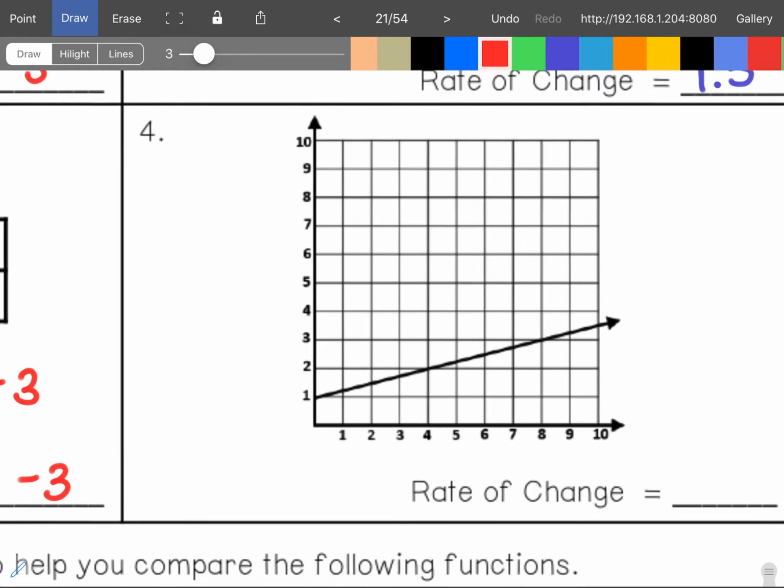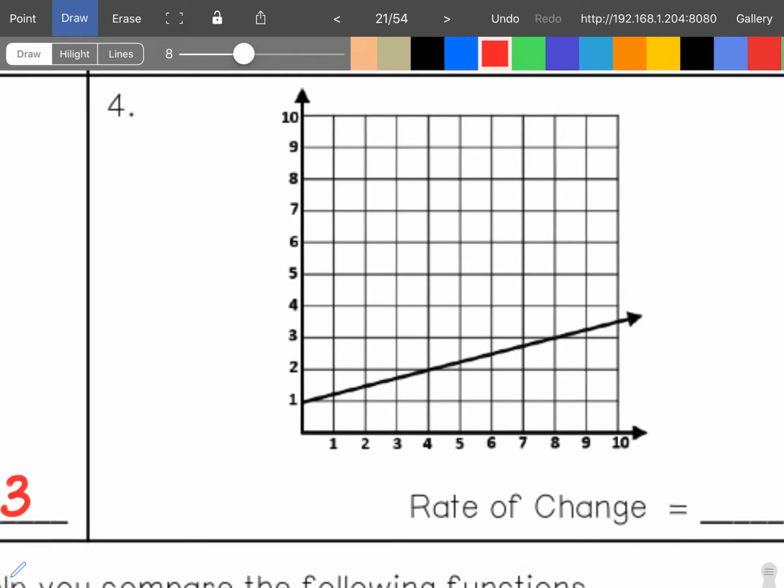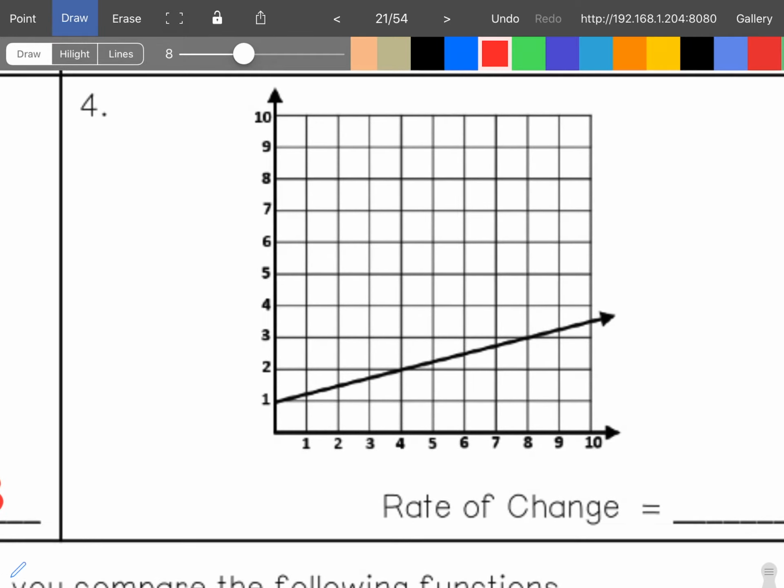Number 4, looking at a graph. Remember, when we're looking at a graph to find the rate of change, we have to go ahead and emphasize some of the points on our line. And so it looks like at 0, 1, that would be a good place. And then 4, 2, 8, 3, those are some good locations. Now, we really only need 2 of those, and we need to find the rise and then the run. So if we look at our rise, it's only going by a difference of 1, and then our run, that's 4, so the rate of change is 1/4.